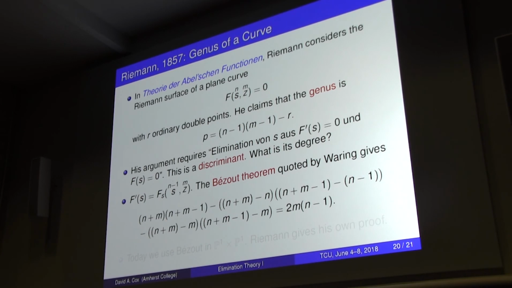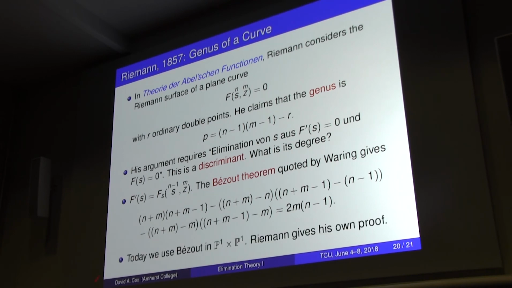And so I basically have this equation, and I want to eliminate s, and find the degree in z. It turns out there are several ways we can do it. One way is the version of the Bezout theorem that Waring quoted, which applies perfectly because I've got a bound on each degree. So I can just do it that way, and you get this one right here.